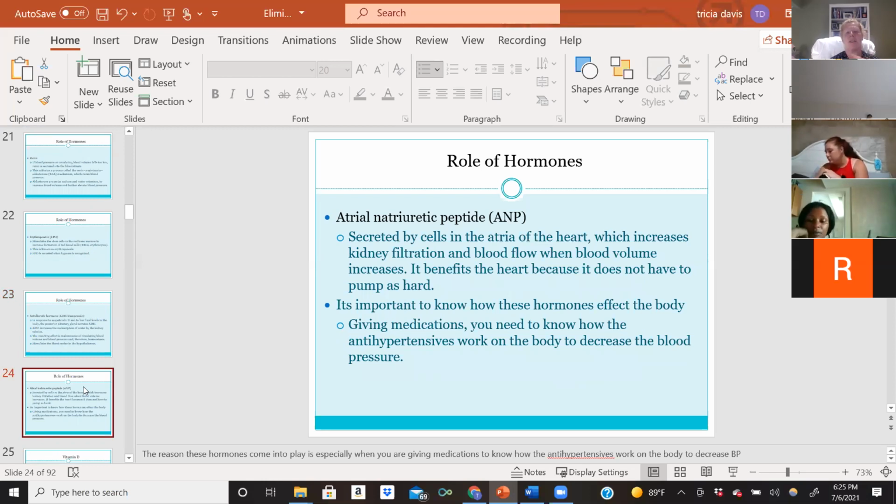Then we have ANP, which is atrial natriuretic peptide. This is going to be secreted by the atria, located in our heart. When it's secreted, it's going to increase our kidney filtration and blood flow when blood volume increases. It benefits the heart because it does not make the heart pump as hard. It's important to know how these hormones affect our body, because when we give medications such as antihypertensives that work to decrease the blood pressure, you need to have a good understanding of what's going on in the body.